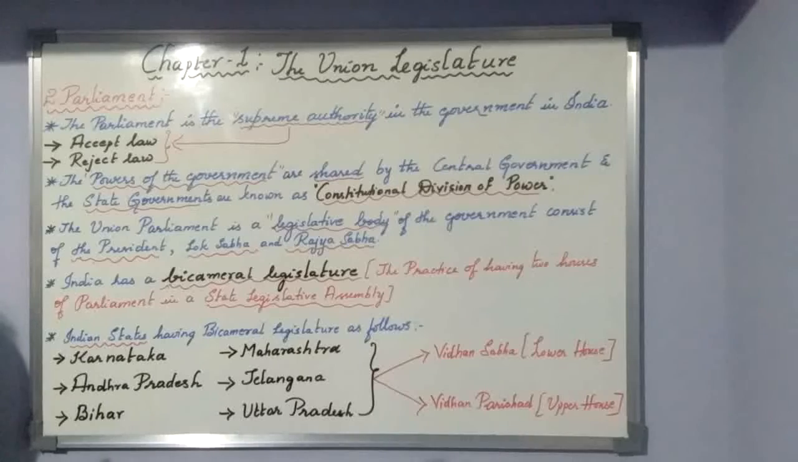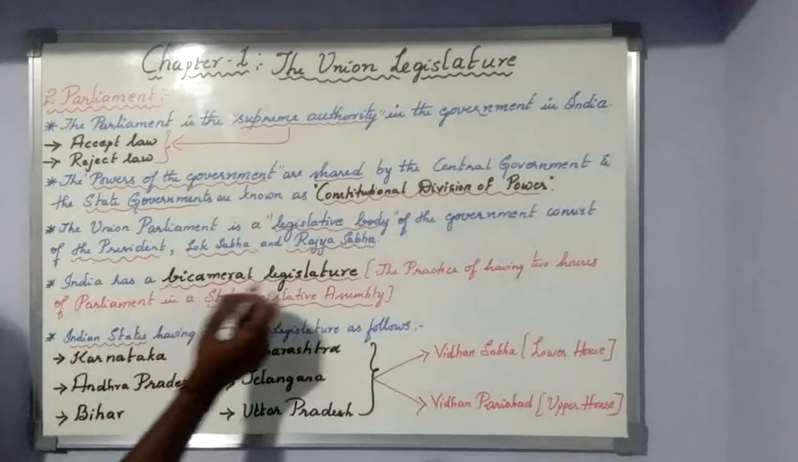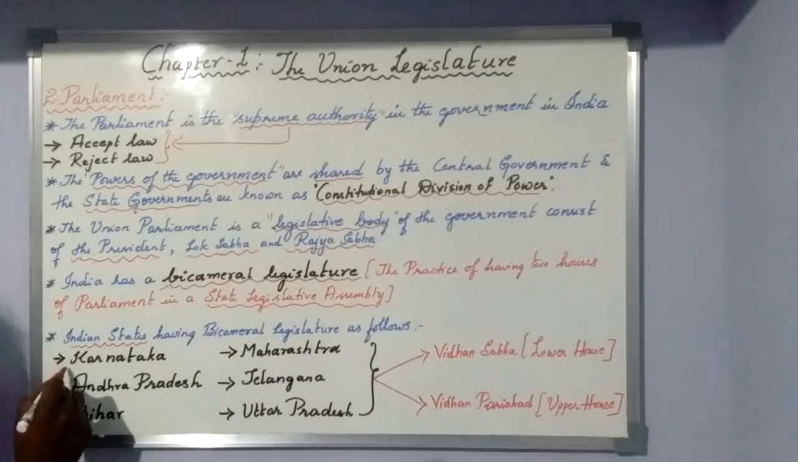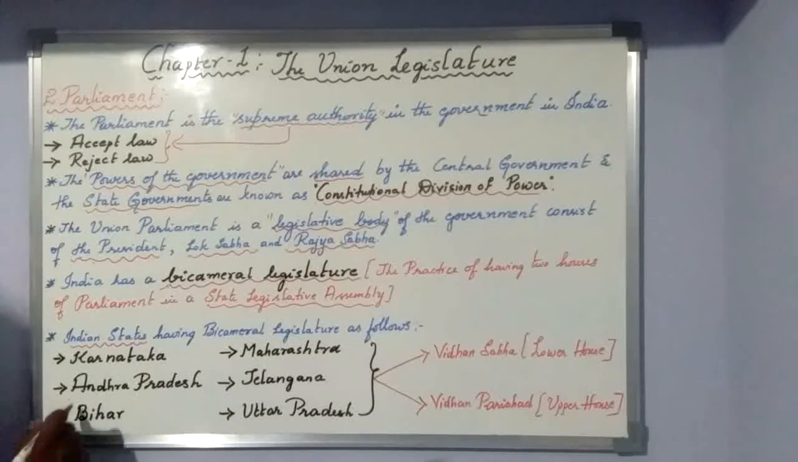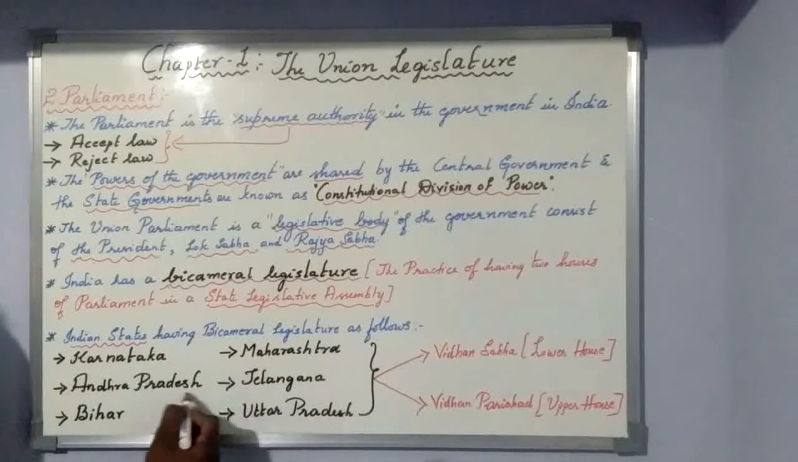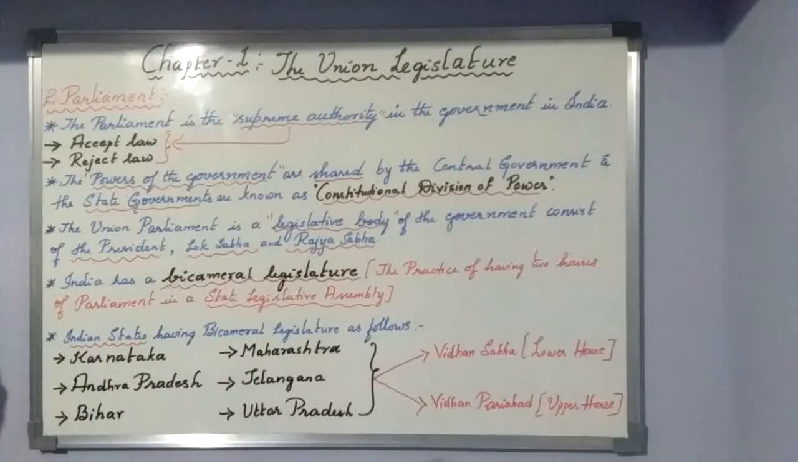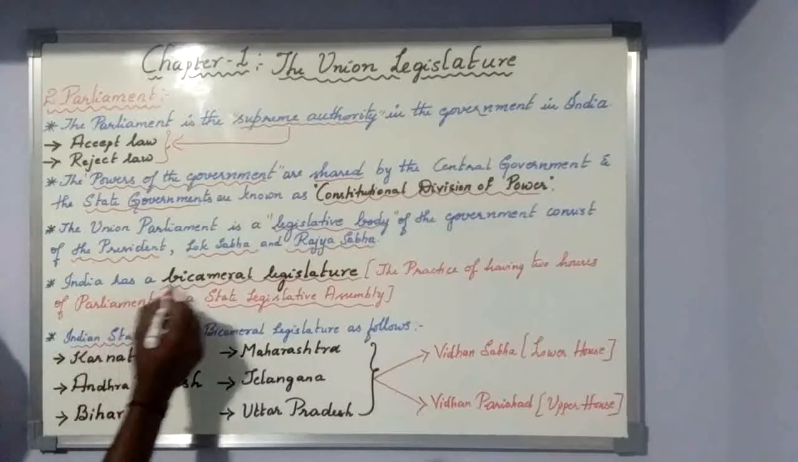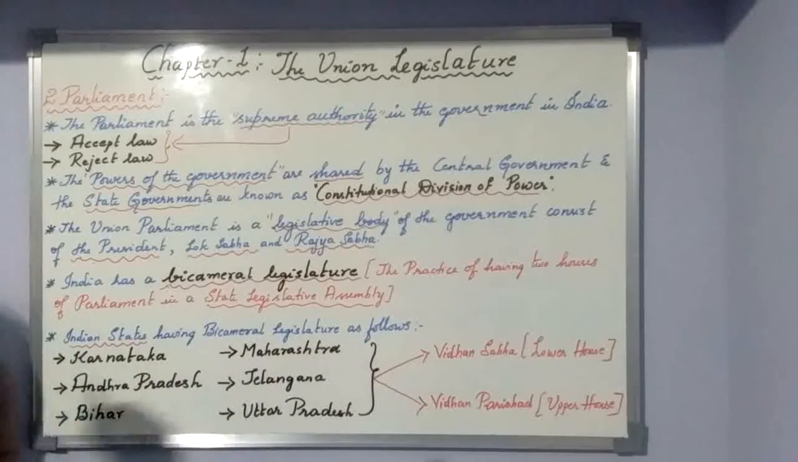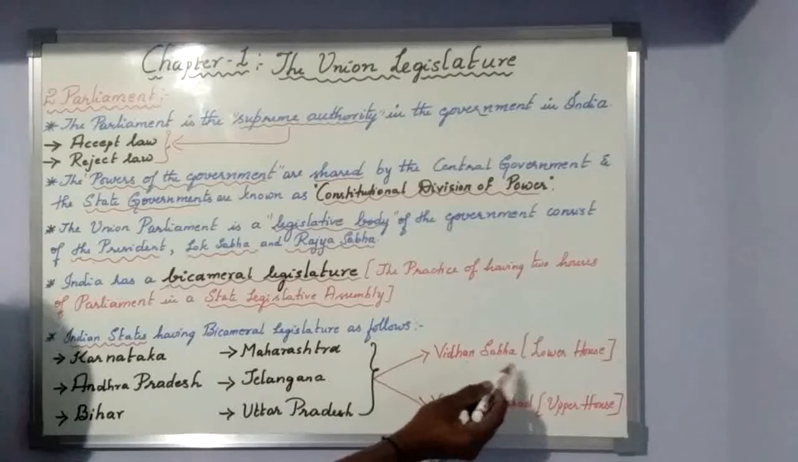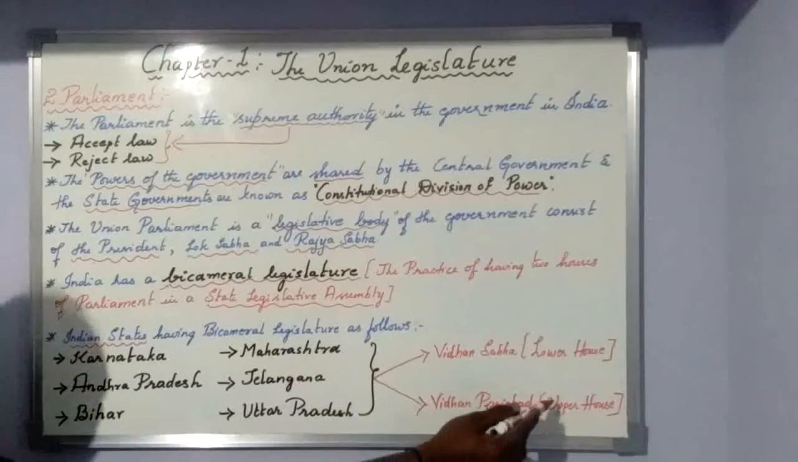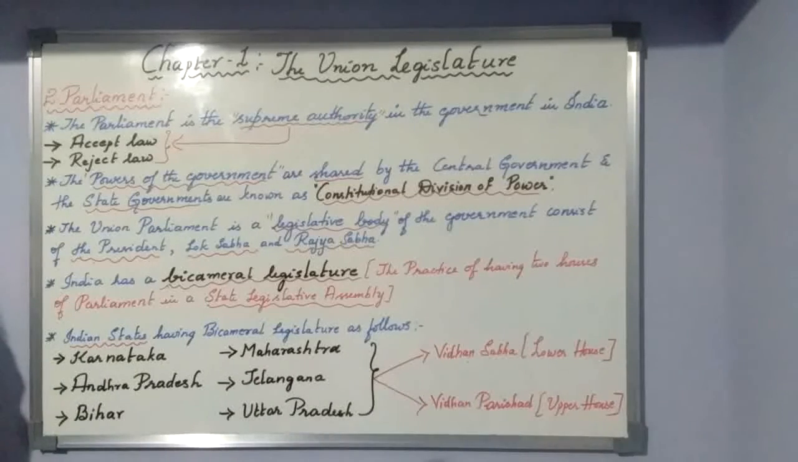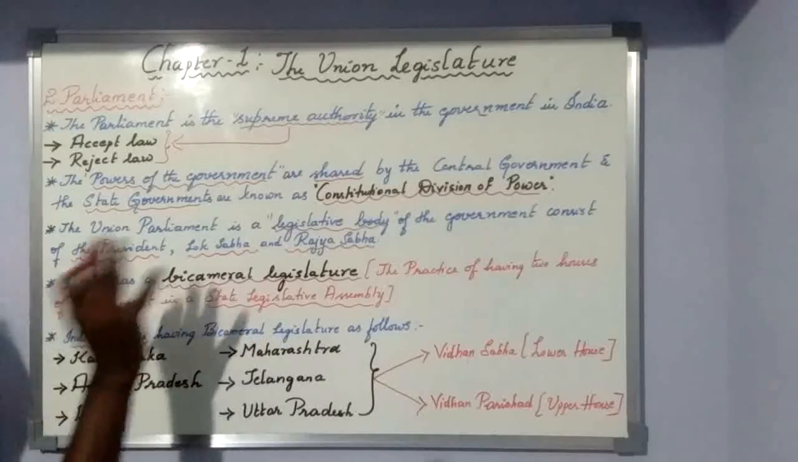The states which have the presence of two houses, that is bicameral legislature, are Karnataka, Andhra Pradesh, Bihar, Maharashtra, Telangana and Uttar Pradesh. They have bicameral legislature in the state assembly. The Vidhan Sabha is nothing but the lower house, and the Vidhan Parishad is nothing but the upper house. Okay, this is the concept.